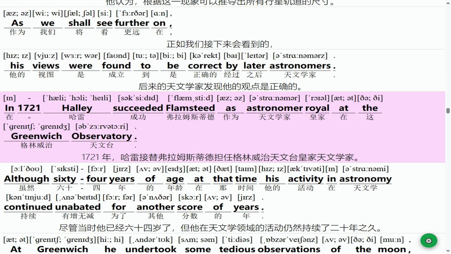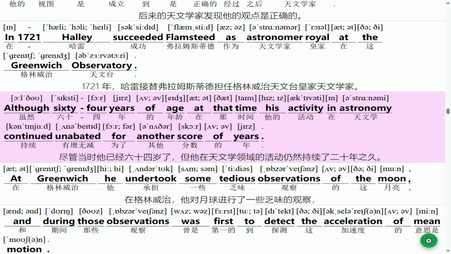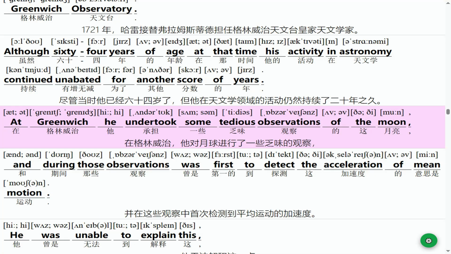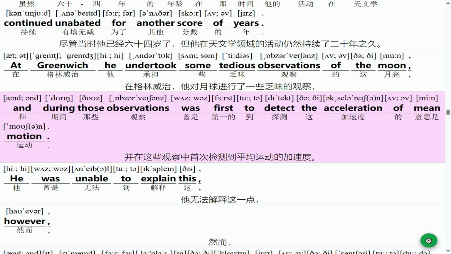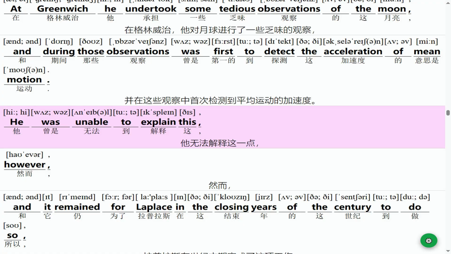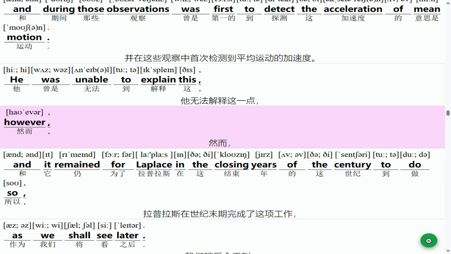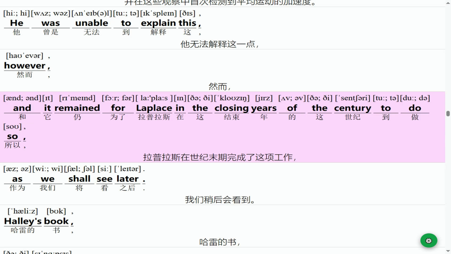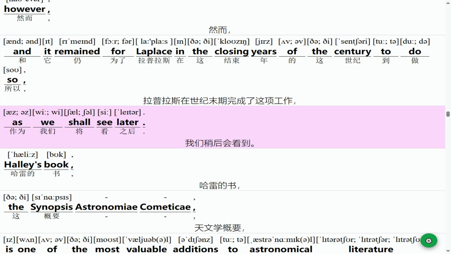In 1721, Halley succeeded Flamsteed as Astronomer Royal at the Greenwich Observatory. Although 64 years of age at that time, his activity in astronomy continued unabated for another score of years. At Greenwich, he undertook some tedious observations of the moon, and during those observations was first to detect the acceleration of mean motion. He was unable to explain this, however, and it remained for Laplace in the closing years of the century to do so, as we shall see later.